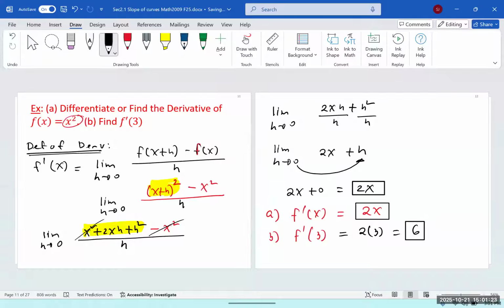So you use the difference quotient, you find the difference quotient, and then you apply the limit on it. Applying the limit means h becomes 0, so there will be no more h. Whatever you get, that's the equation of the derivative, meaning the equation of the slope at any point on your curve.